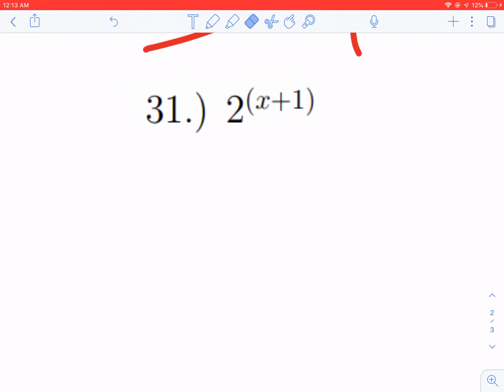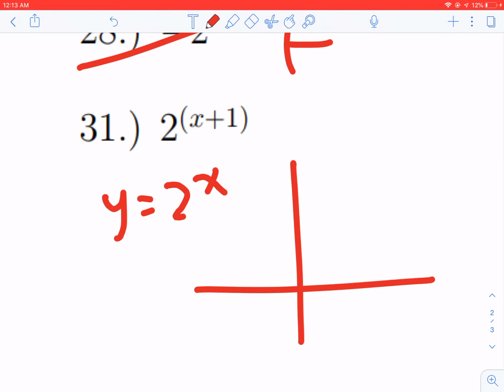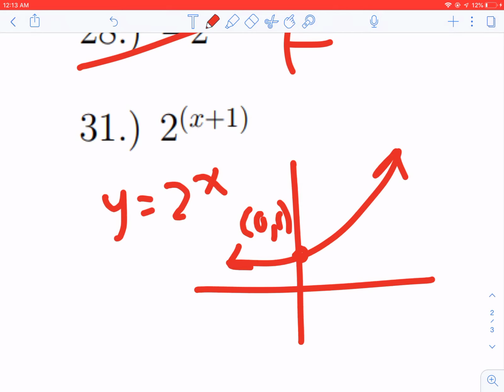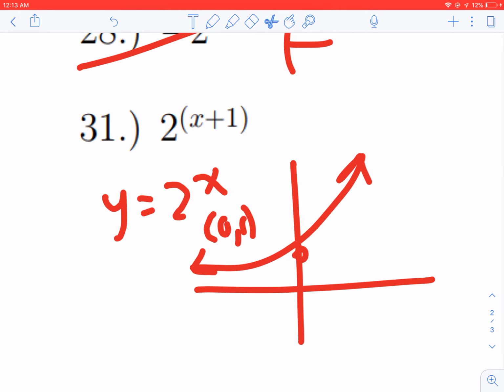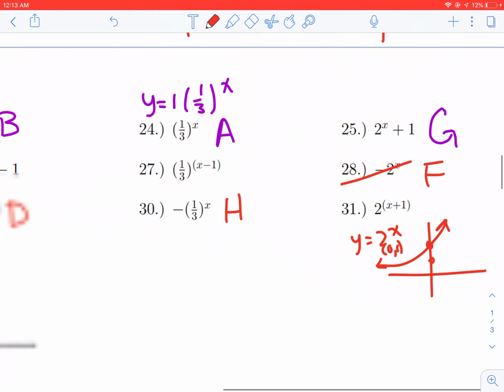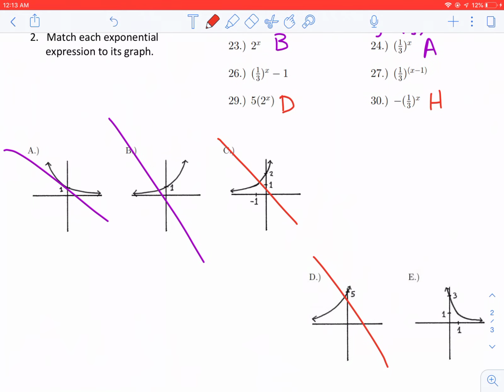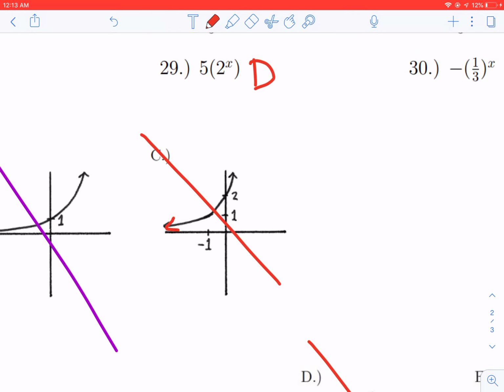And 31. This is y equals 2 to the x, but we're shifting it left 1 unit. So if I think about this a little, right, this point 0, 1, everything's going to move left 1 unit. So this point before, which was 1, 2, is going to become 0, 2. And so 31, that's choice C. Right? You can imagine. All right. That's C.